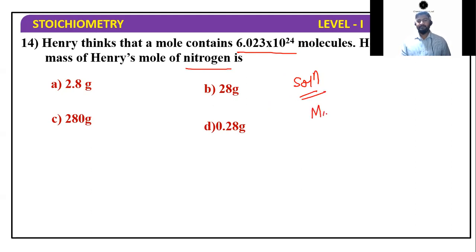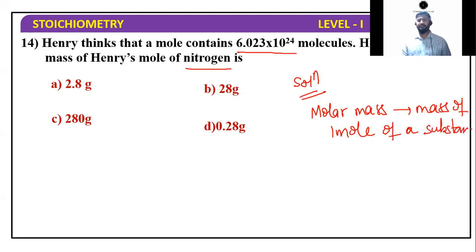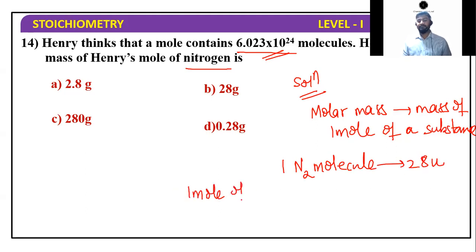So what is molar mass? Molar mass is nothing but the mass of 1 mole of a substance, right? That's the definition of molar mass. Now, how many molecules are given? These many. So we know one nitrogen molecule has a weight of 28 u, right? Then what is the mass of 1 mole of nitrogen? So 1 mole of nitrogen will have a weight of 28 u into the Avogadro number, which is this big number.